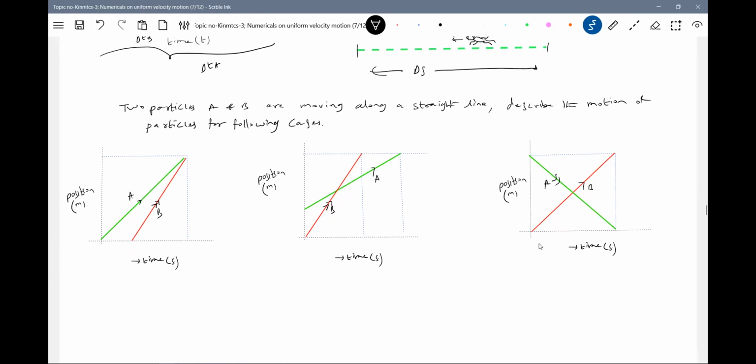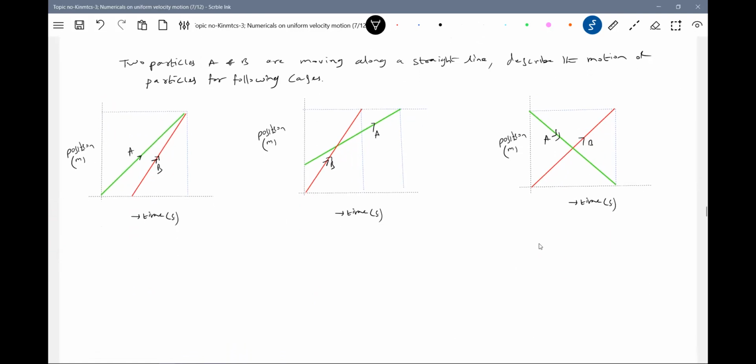Two particles A and B are moving along a straight line. Describe the motion of the particles in the following cases. How are A and B moving? Both are having the same displacement. Green color and red color, I should take. Both are having the same displacement. Both will take the same, but the times of journey are different. You can see from here, this will be the time of journey of B. I'll write it here.